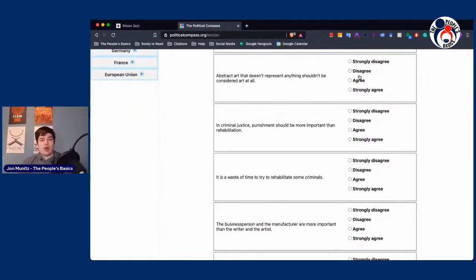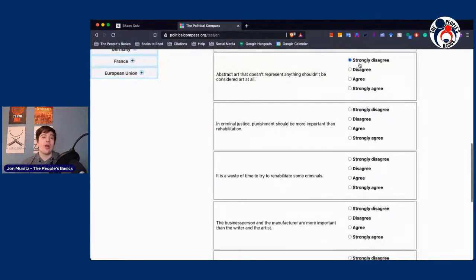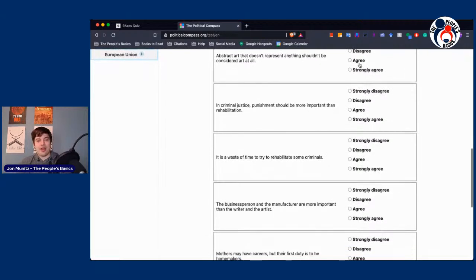Next, abstract art that doesn't represent anything shouldn't be considered art at all. Strongly disagree. Art is art. It's whatever people get out of it. It can be evoking of emotion. It's whatever someone looks to create. What I'm making right now, as much as it is just a video blog, it's art. It's its own form of it. It's a very catch-all term, and rightfully so. So yeah, strongly disagree on that one.